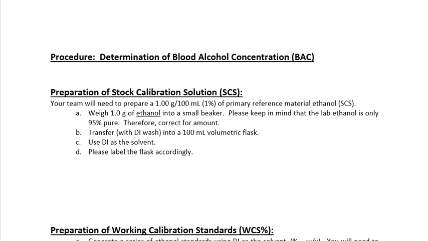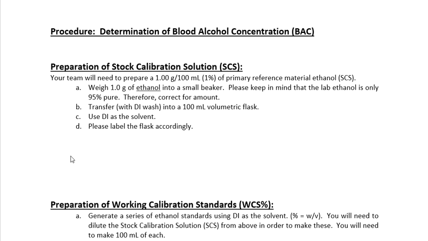So in the previous two videos, I gave you a little background about the instrument and about the process of processing samples with blood alcohol content. We use this thing called a headspace gas chromatograph with a flame ionization detector, or HSGCFID. Now in this video, what I want to do is give you a brief overview of what you're going to be expected to do in the procedure.